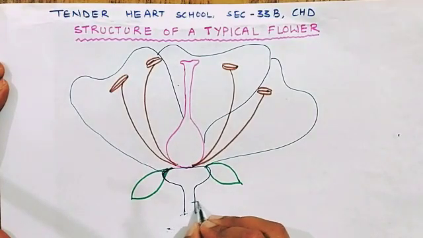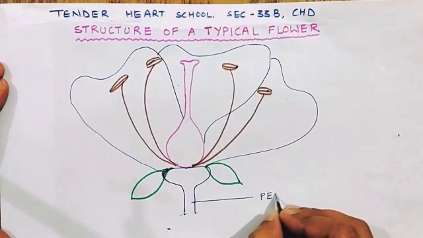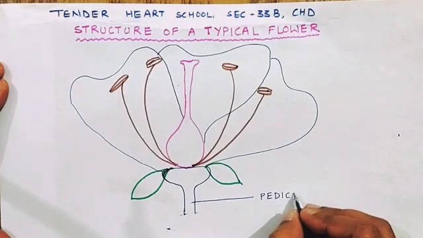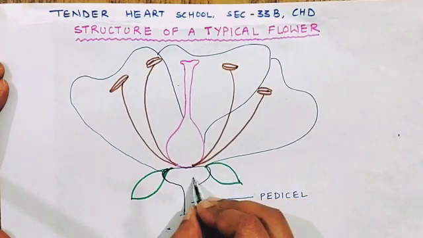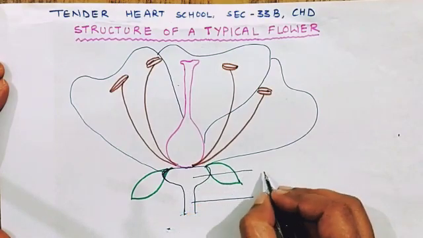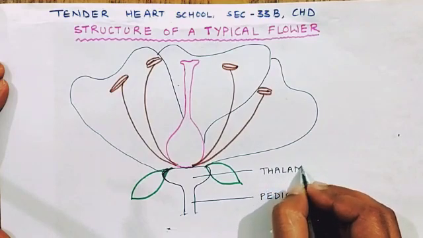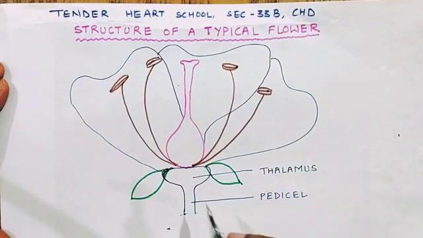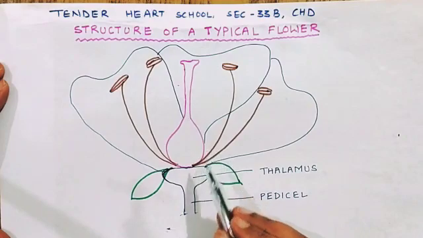So this is the stalk of the flower, which is called the pedicel. This is the thalamus or the receptacle. Thalamus is a rounded, swollen structure on which all other parts of a flower, the floral structures, are born, right?